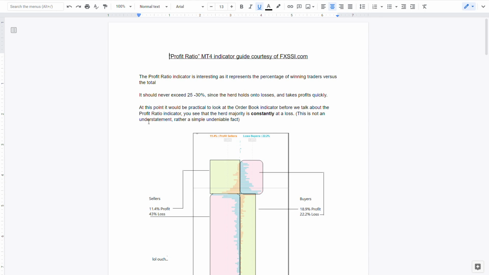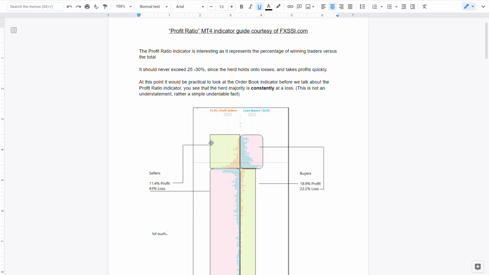Ratio indicator, courtesy of FXSSI.com. Quick tutorial on how to use the indicator. I would recommend looking at the order book software because the profit ratio gets its data from the order book. And this is the order book in case you haven't seen it before.